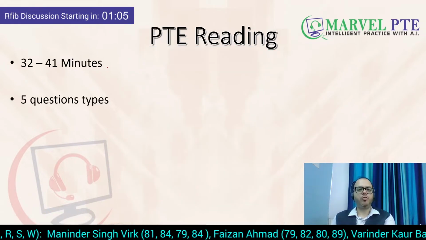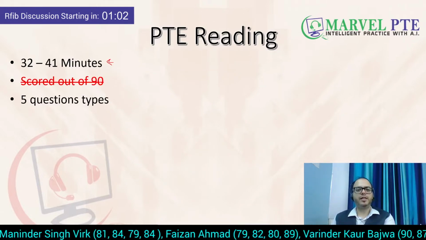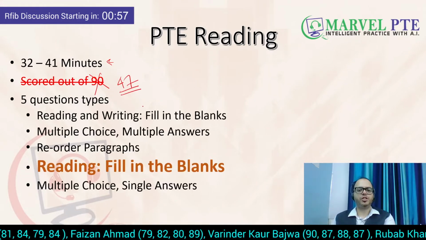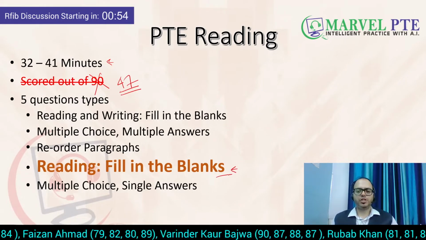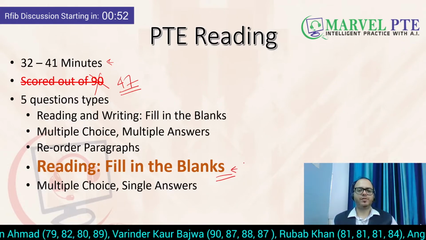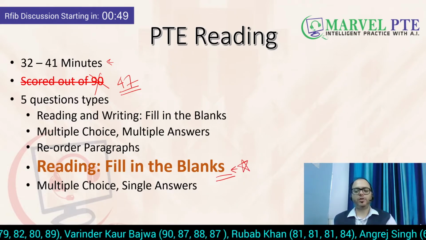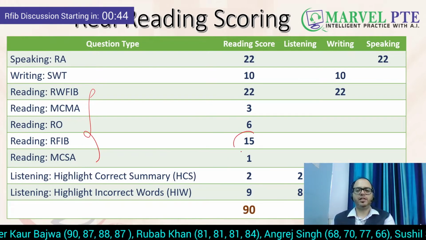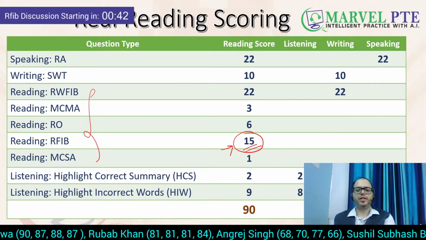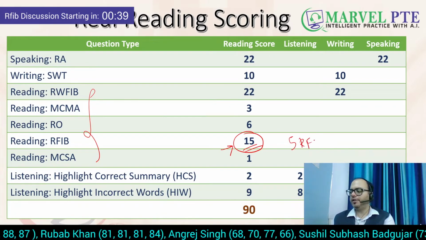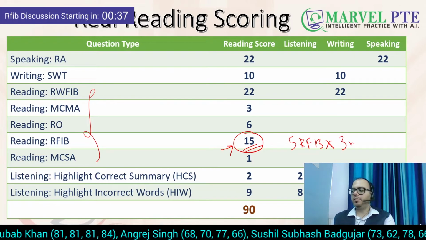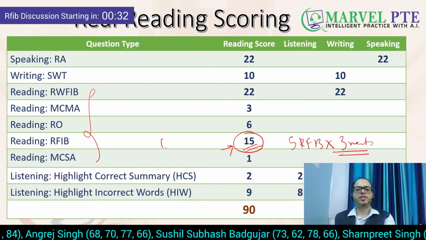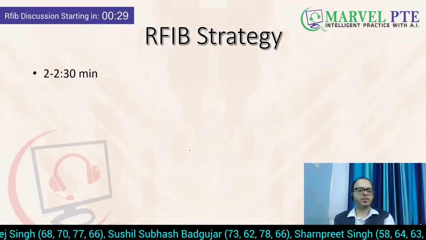Now PTE Reading is 32 to 41 minutes. It is not scored out of 90, it is scored out of 47 marks and it has 5 question types. And the second last question type, which is also the topic of this video, is reading filling the blanks. It is a very important topic because this is the real PTE reading scoring, and you can see RFIB contributes 15 marks. So if you are getting 5 RFIBs, it will be 3 marks each. That's why these are very important if you are looking to score 65 or 79 marks.